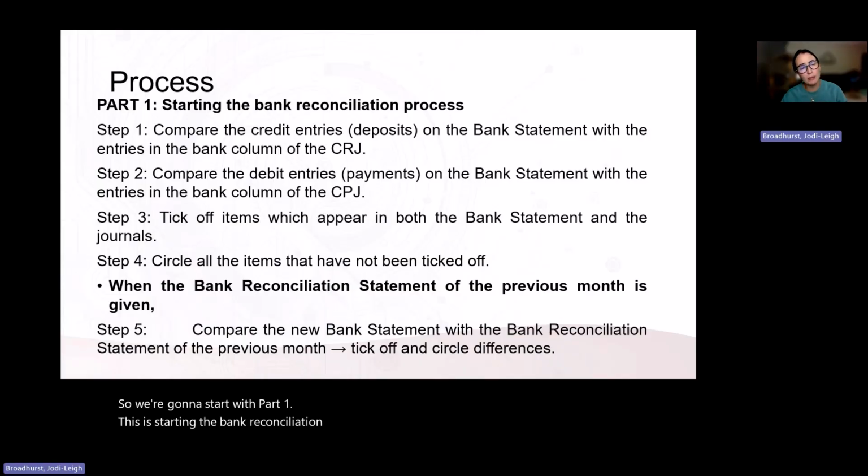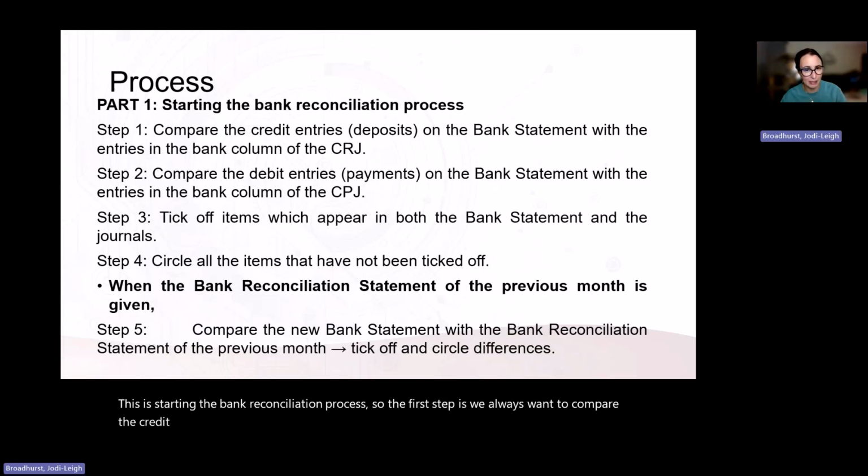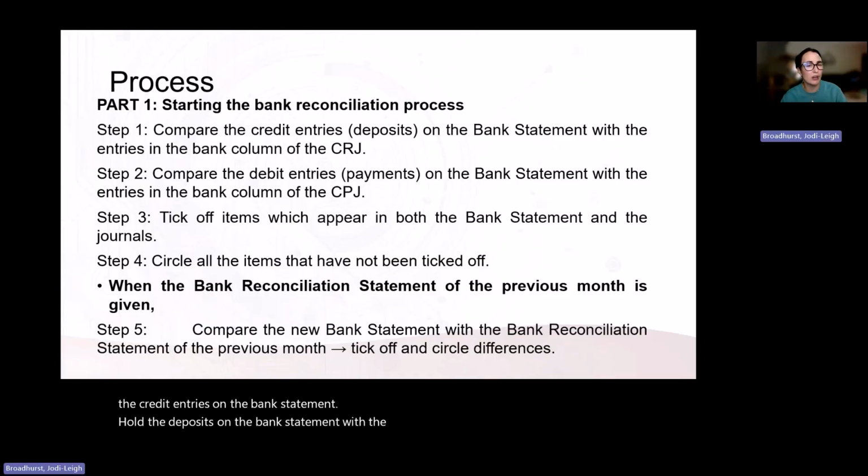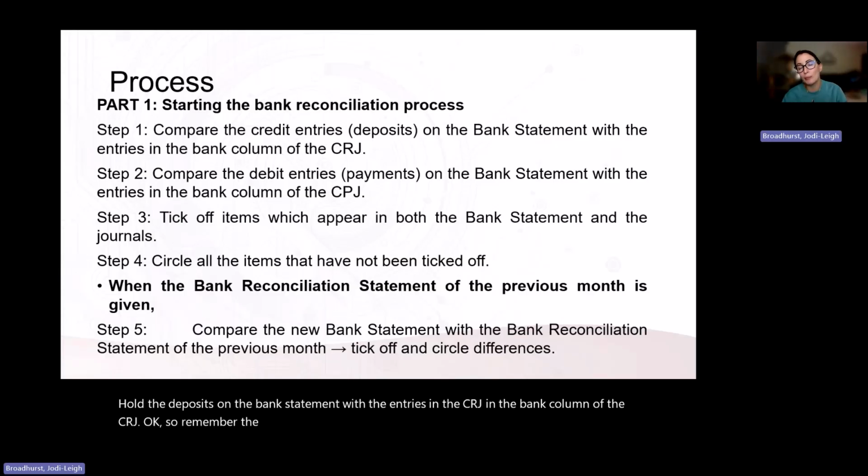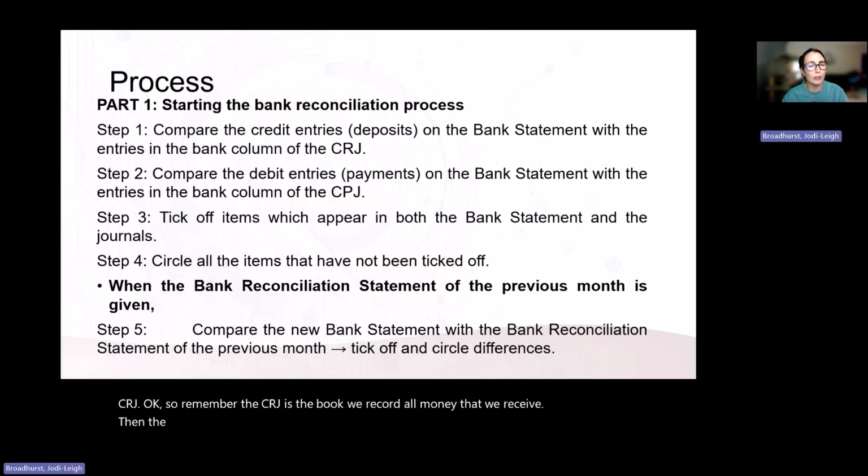So the first step is we always want to compare the credit entries on the bank statement, or the deposits on the bank statement, with the entries in the CRJ, in the bank column of the CRJ. Okay, so remember, the CRJ is the book where we record all money that we receive. Then the bank statement, we need to compare the credit entries, which are the deposits.